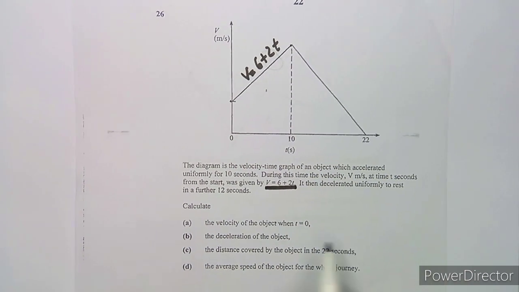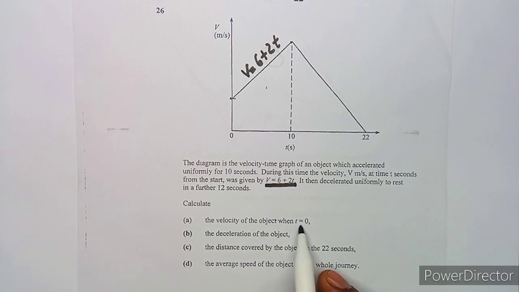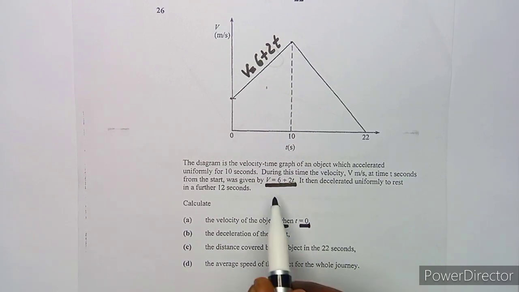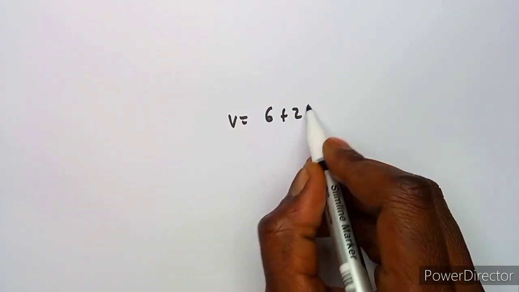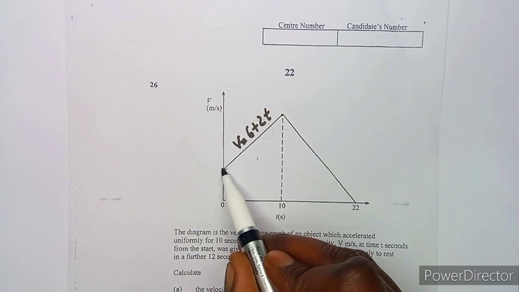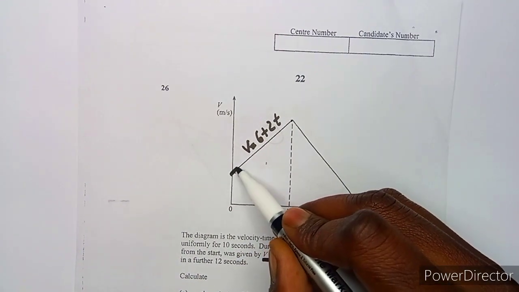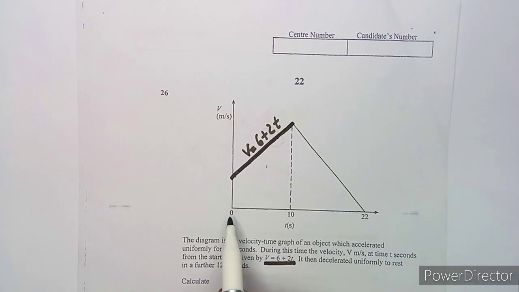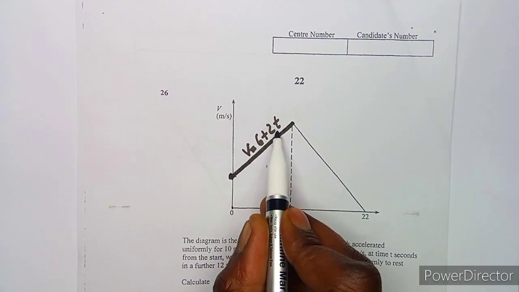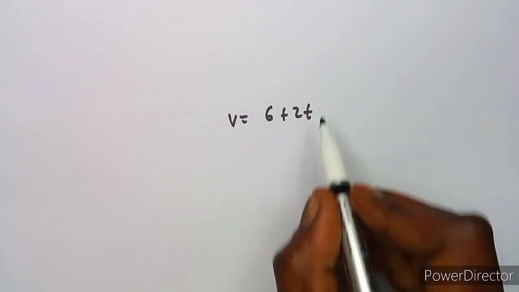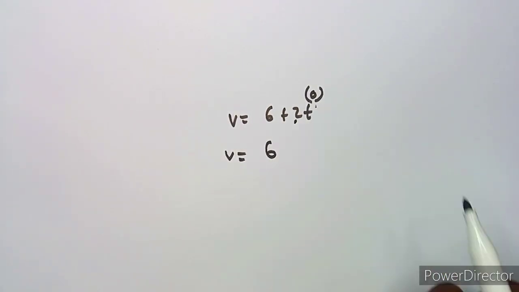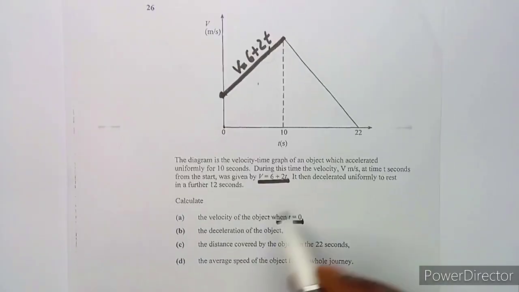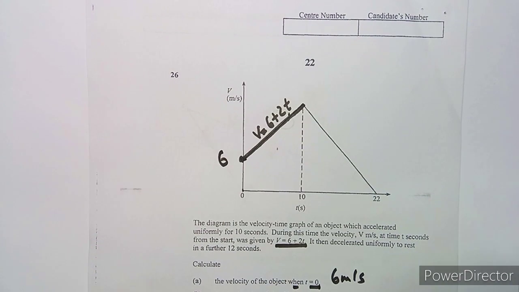Okay, so the question is to calculate the velocity of the object when t is equal to 0. You're simply substituting, since we have v equals 6 plus 2t, and it's within the line that we are talking about. So at 0 here, we substitute t equals 0. In place of t we substitute 0, which means our v is going to be 6 plus 2 times 0. That's it, guys. So here v is going to be 6 meters per second, so we've got a velocity of 6 here.